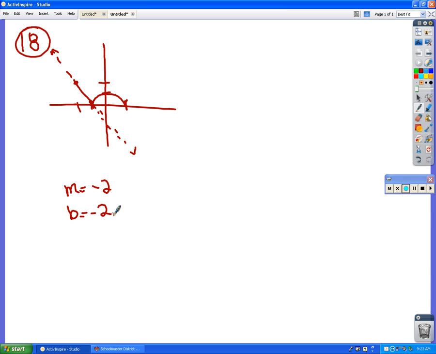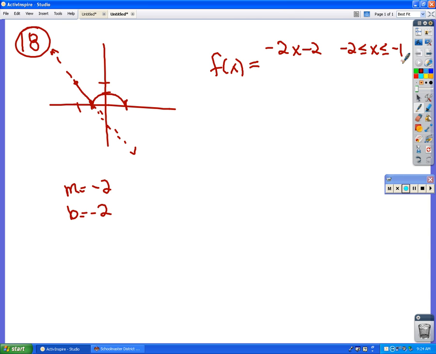Okay, so the first piece of our function is f of x equals -2x minus 2. And where does that happen? Between what two x values does the graph look like that? -2 to -1. So I go -2 less than or equal to x less than or equal to -1. Okay? Then the next piece is a circle.